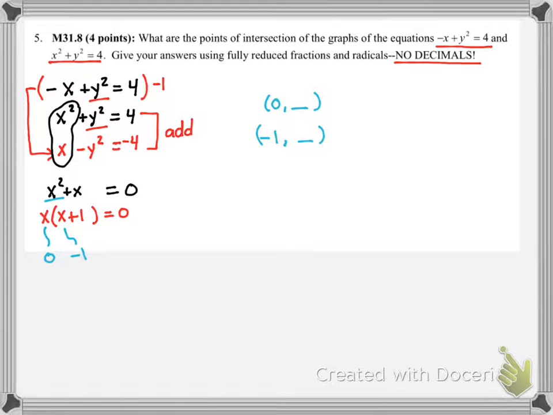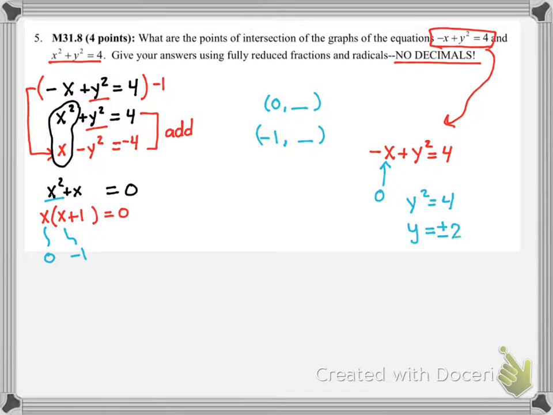I'll take either of the two equations, doesn't matter. But as I look at this top equation, it's somewhat simpler as there's no x squared. So I have -x plus y squared equals 4. And for this x, I can plug in a 0. So that results in y squared equals 4. Taking the square root of both sides, I'm going to have a plus and -2. So that means for here I have 0, 2, and I also have 0, -2.